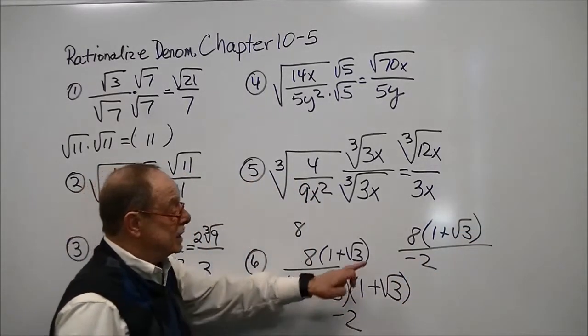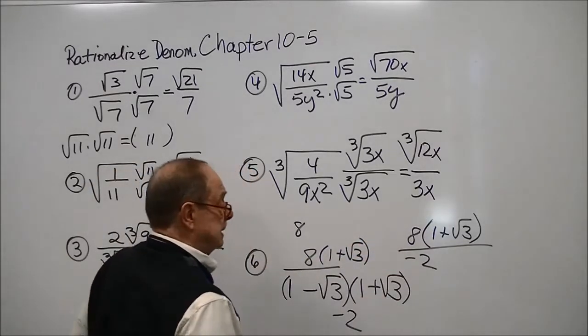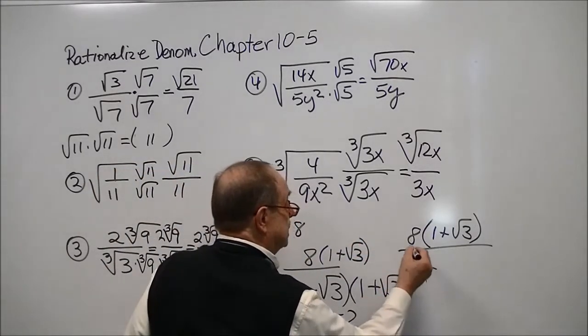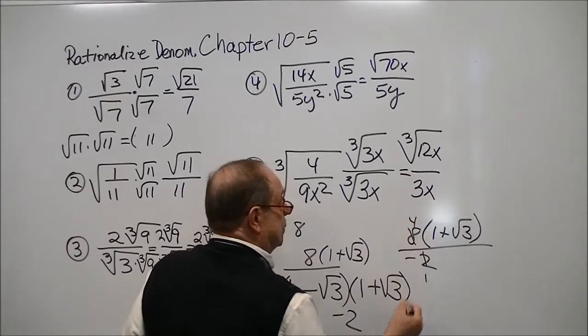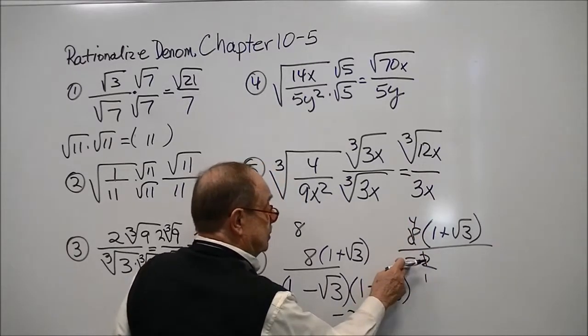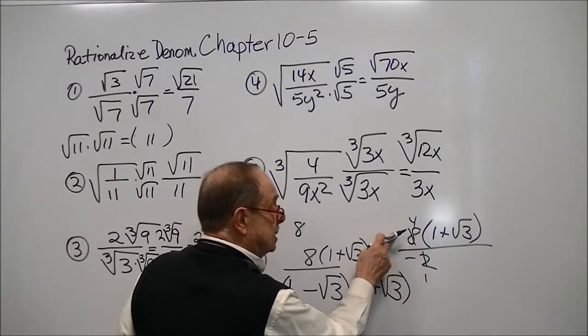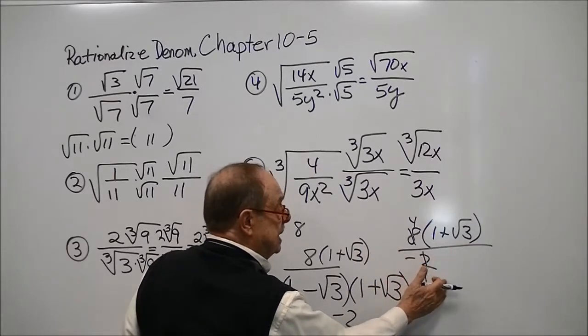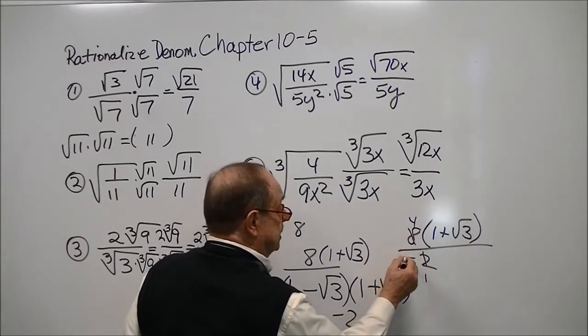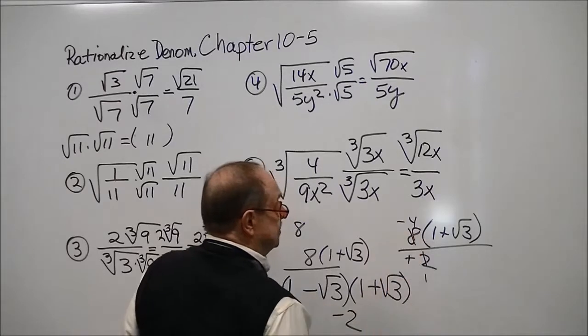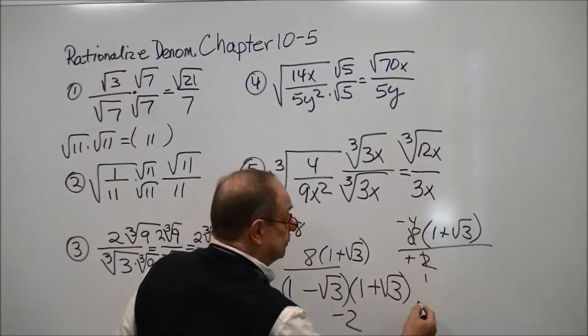Can you see now we can cancel here? This will go 1, and this will go 4. And we can put our negative sign now up on top, because we don't like to leave a negative 1 in the denominator. So we'll make that positive, make that negative, and now we can multiply through.